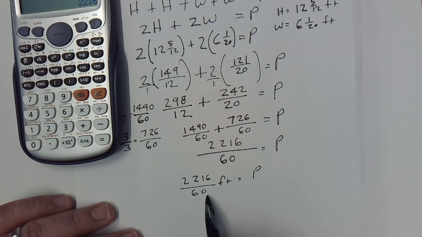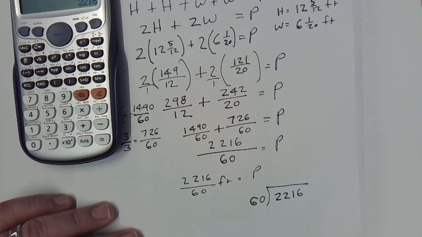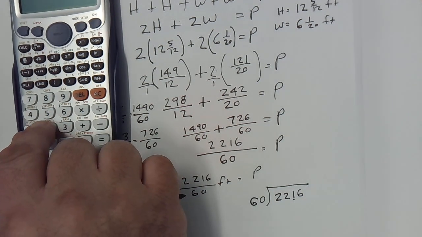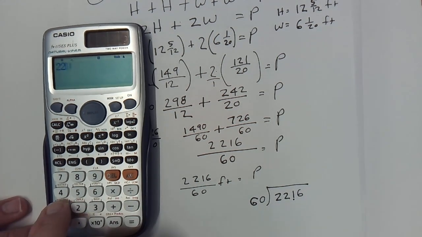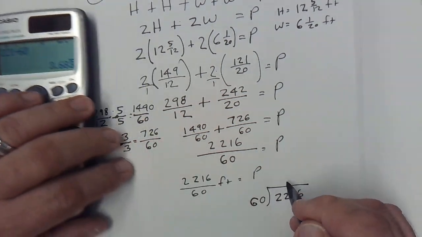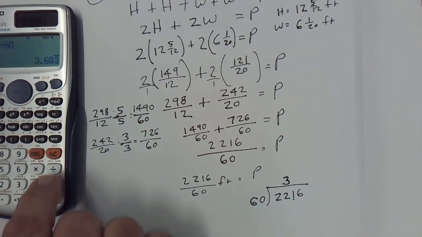We're going to turn it into a mixed number, and our tried and true process is going to take the 60. We're going to divide it into 2216. All right, so 60 won't go into 22, so how many times will 60 go into 221? Well, again, you might want to use a calculator if you can't do that in your head, so we're going to divide it by 60, and that tells us it can go in 3 times. I'm going to ignore the decimal afterwards.